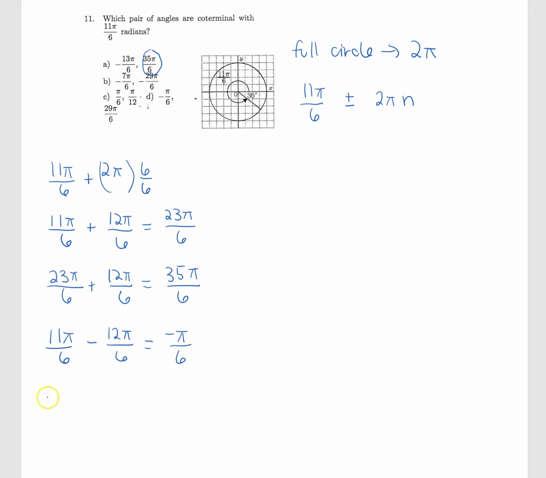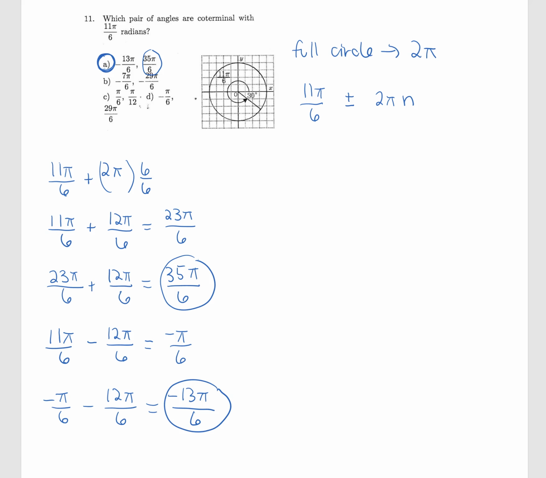So going from here, negative pi over 6, again subtracting 2 pi, or 12 pi over 6. Negative pi minus 12 pi is negative 13 pi over 6. And along with 35 pi over 6, that is one of the options in question A. And so answer A for question 11 is correct.